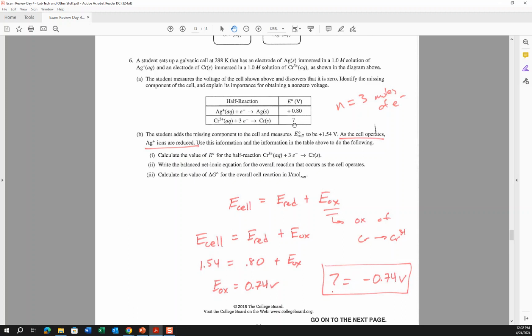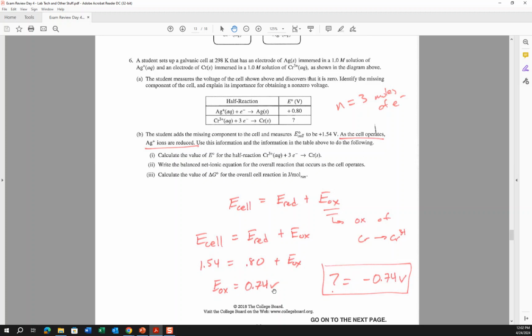Okay, so in the question they tell us silver is reduced. So this reaction is going to stay as it is. This reaction is going to be flipped. And so if we use the standard cell potential that they gave us, and we say the standard cell potential equals the reduction potential, which is 0.8 because we were told silver is reduced, plus EOX, when we solve for EOX, that number is going to be the potential for the reverse of this reaction.